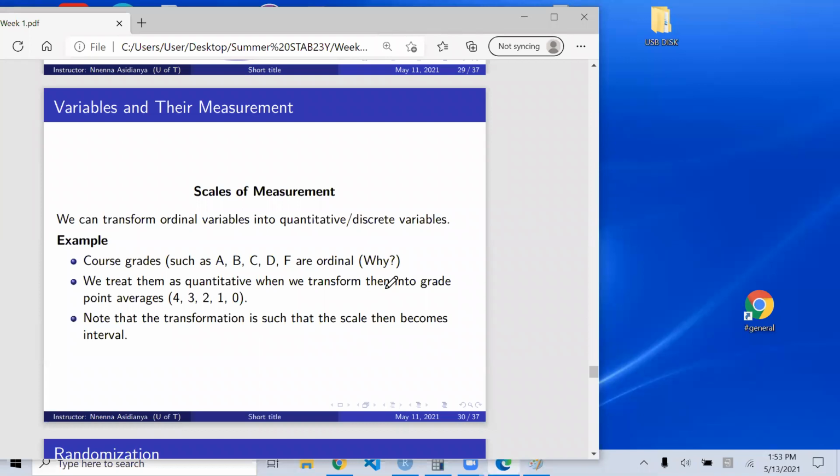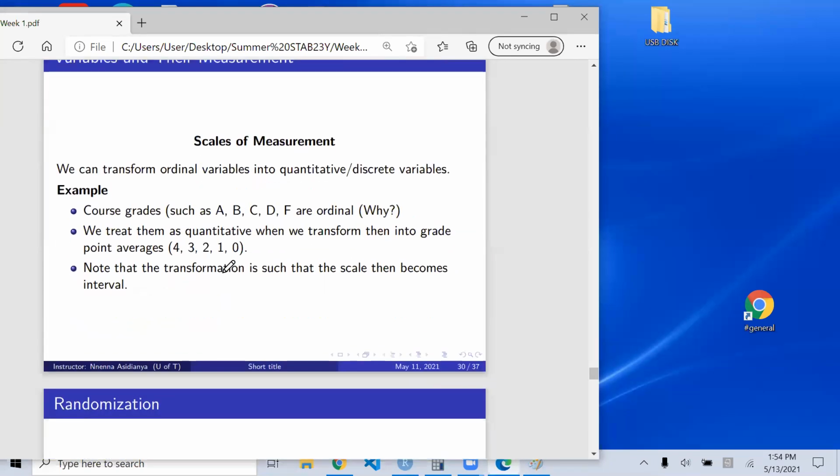So an A goes to a 4, a B goes to a 3, and now suddenly I can compute GPAs, because you can talk about interval scale with numerical values. Whereas I cannot talk about interval scale with letters because they're obviously ordinal. The transformation is interval, but the original letters themselves are not interval, they're still ordinal. So that's something to keep in mind.